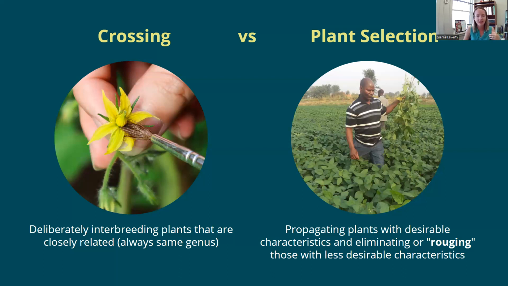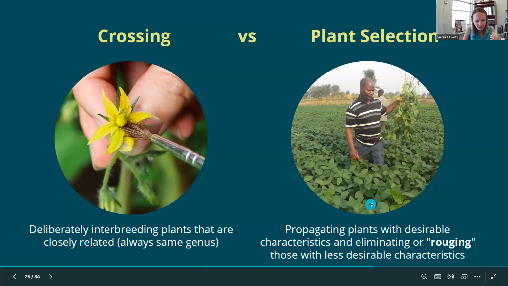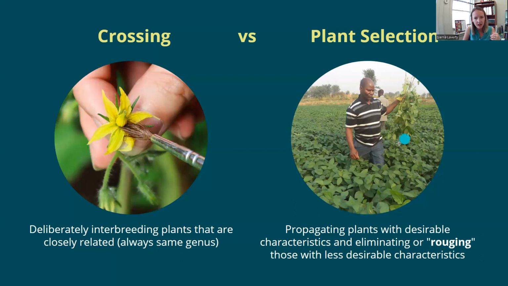For some reason, this example here looks like maybe soybeans, and he's got some plants here that have a little bit of yellowing going on, so maybe they were less drought tolerant, or whatever qualities he's looking for specifically. He's taking out the ones that don't match those qualities.